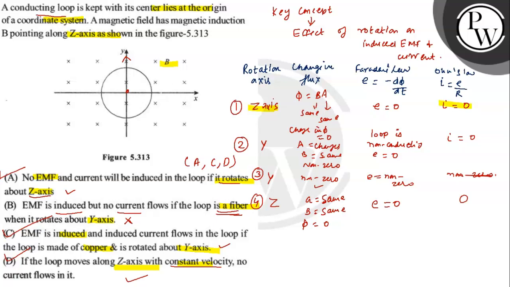Now, we will move to option number B. In this, what happens? When it rotates about the y-axis, flux changes. However, it says there will be no EMF and no current flows. So, this option is wrong.